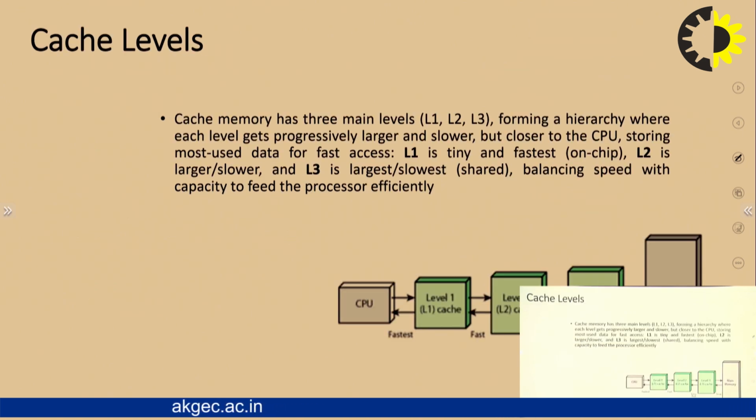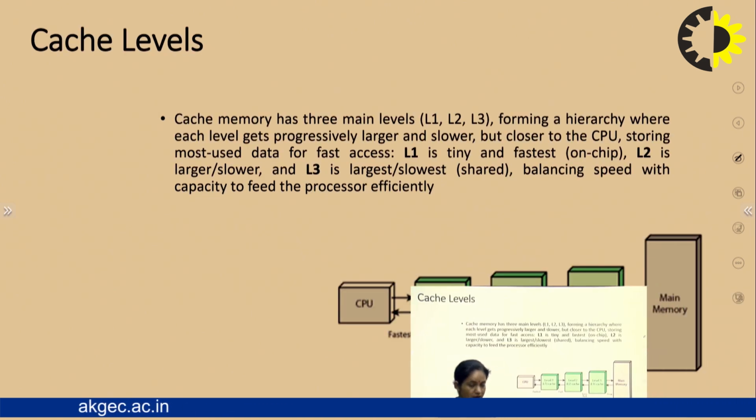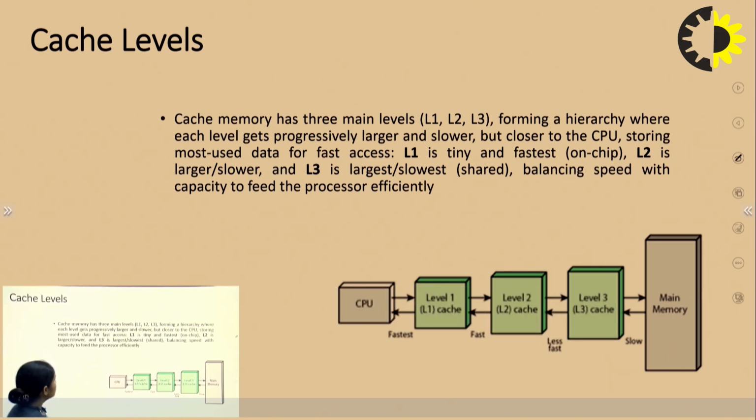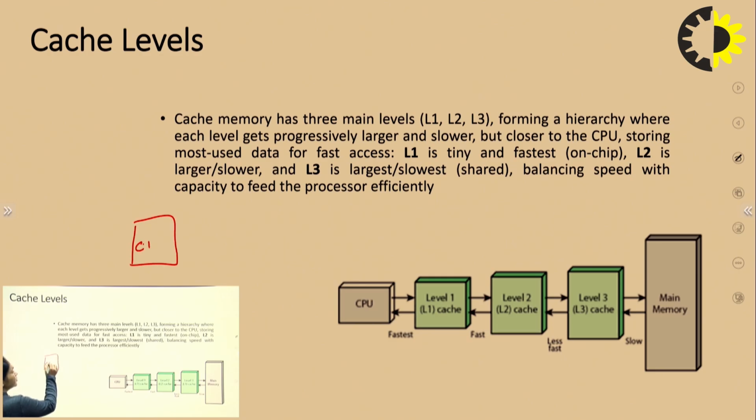Now there are many levels also, basically I will introduce 3 levels of cache memory. So what happens? As we know, there is a CPU, right? And there is a main memory.